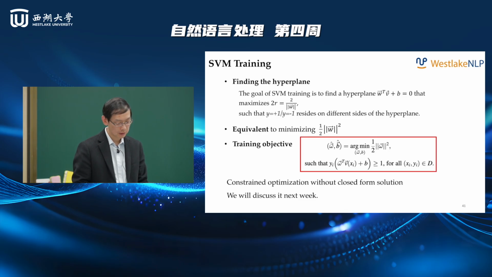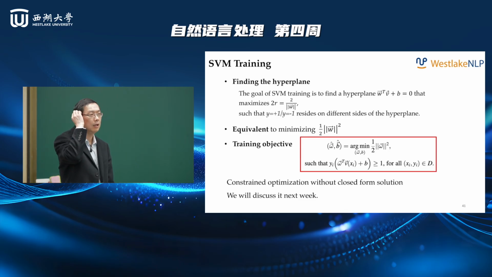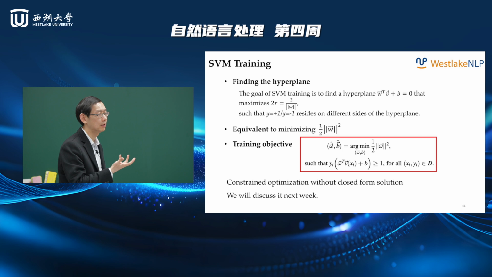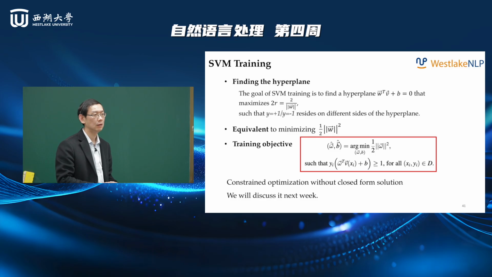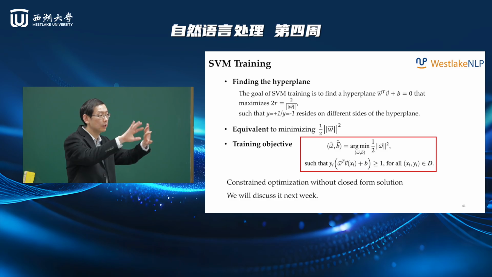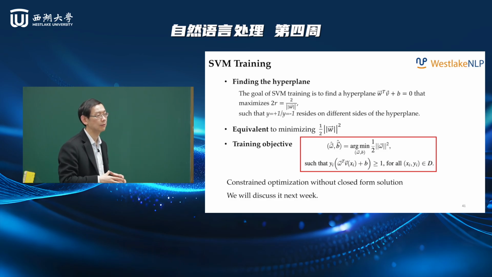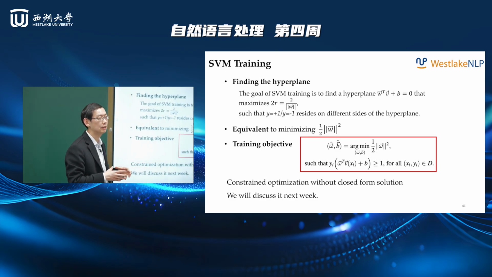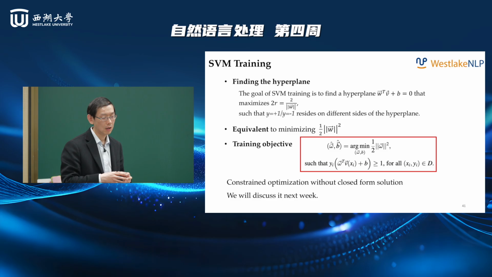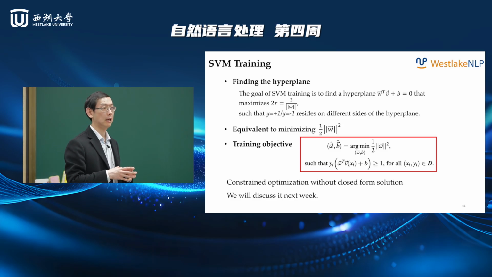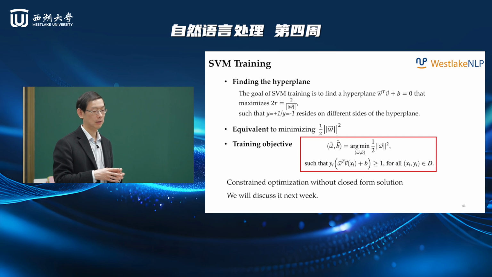So this is the training objective. Can we use our calculus knowledge to find the best model parameters given a set of data? Unfortunately you can't, because there's no analytical solution when you're given a lot of dots. It depends on the dots, first of all, and second, how to minimize this distance is complicated because it's in a high dimensional space. So we will talk about how to train SVM next week.